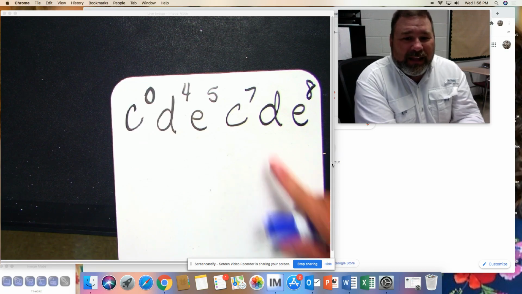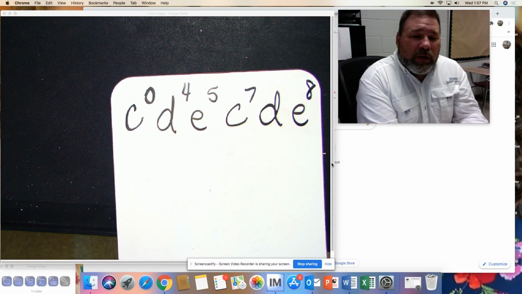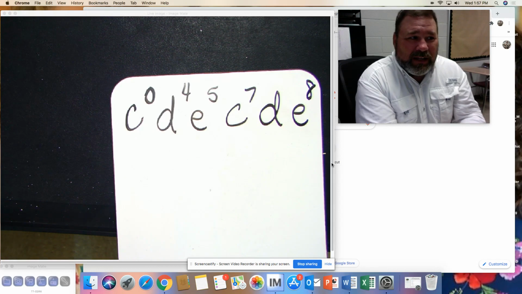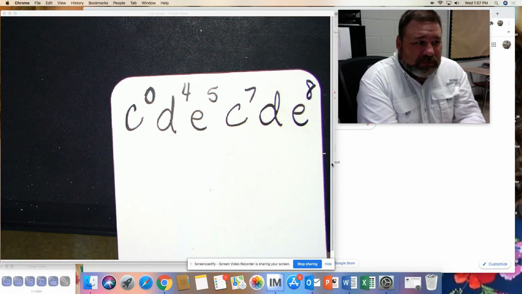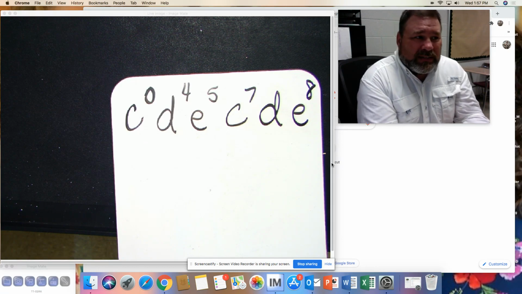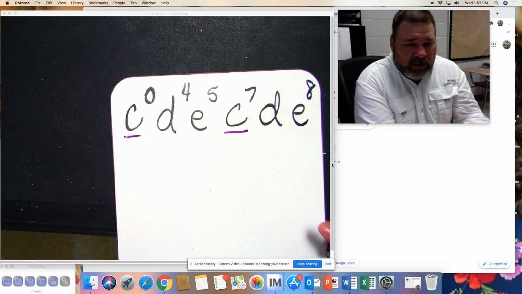How many bases do we have here? Lots of bases. When you look at this, it looks really hairy and distorted, and you're thinking, oh my gosh, that's a big, long problem. But it's not really a big, long problem. How many bases do I have? Well, that's what you want to see, because only C's can go together, only D's can go together, and only E's can go together.